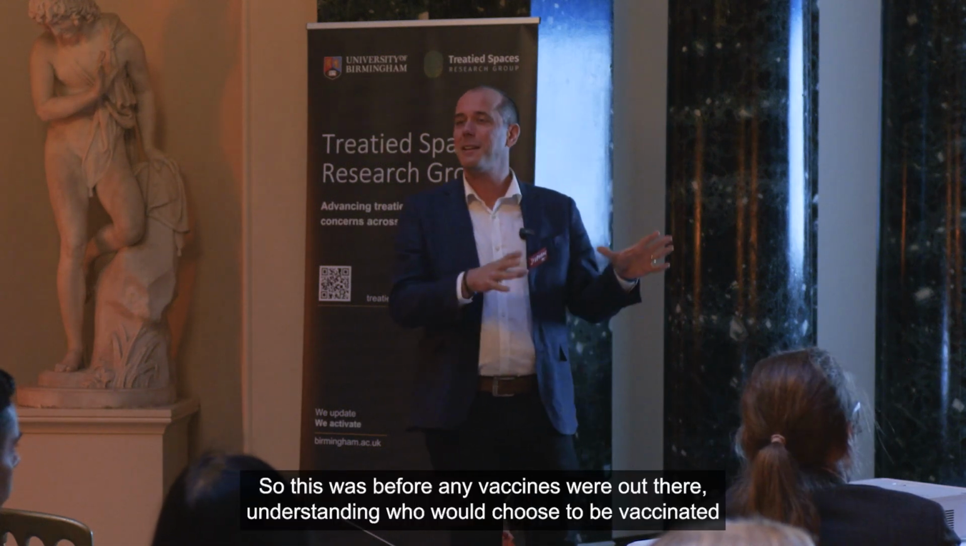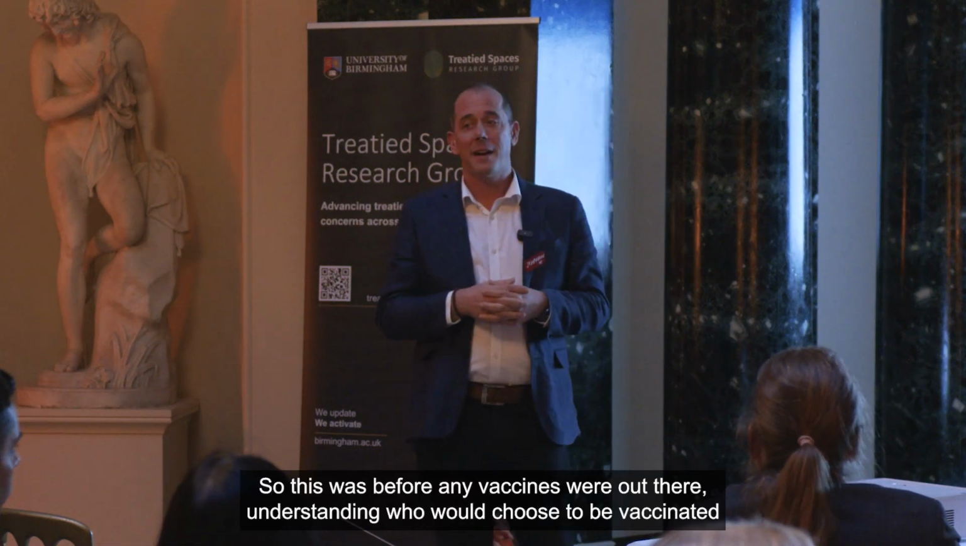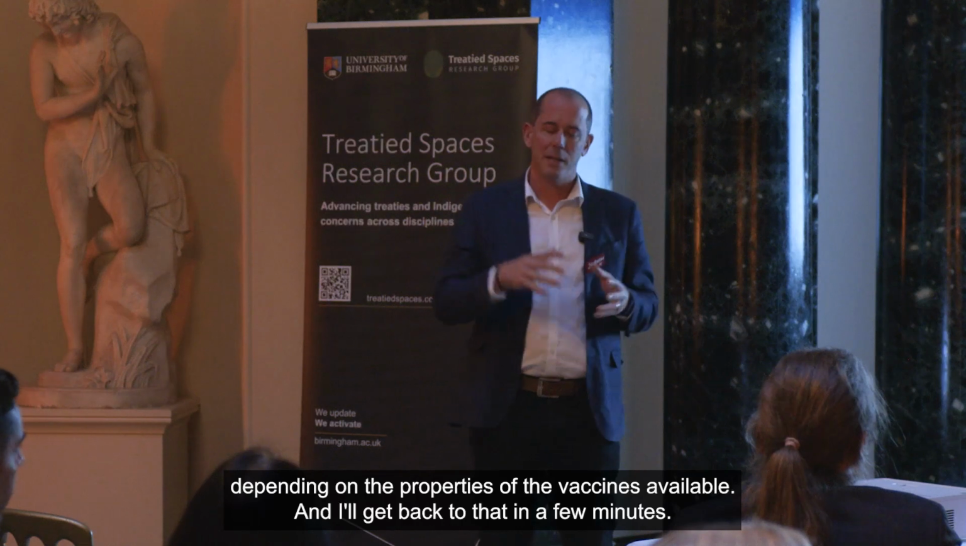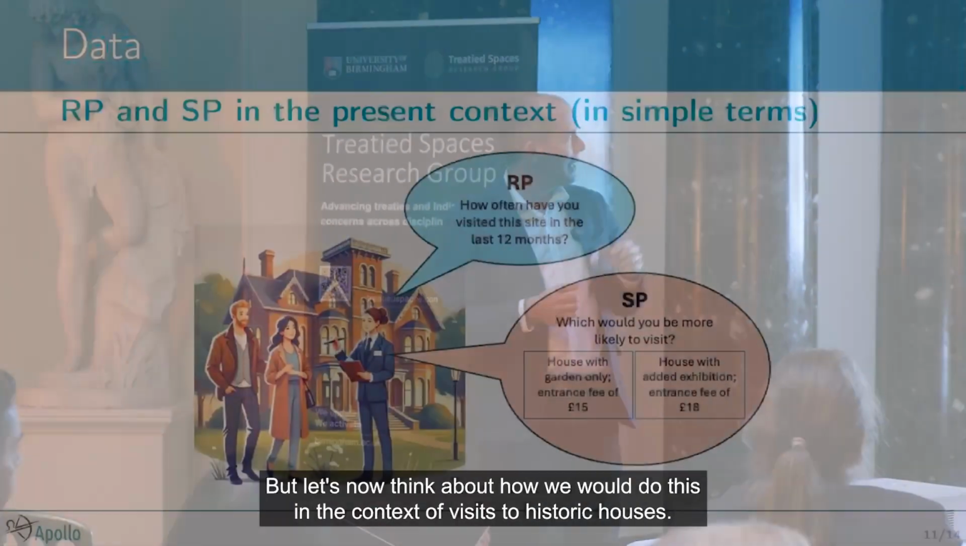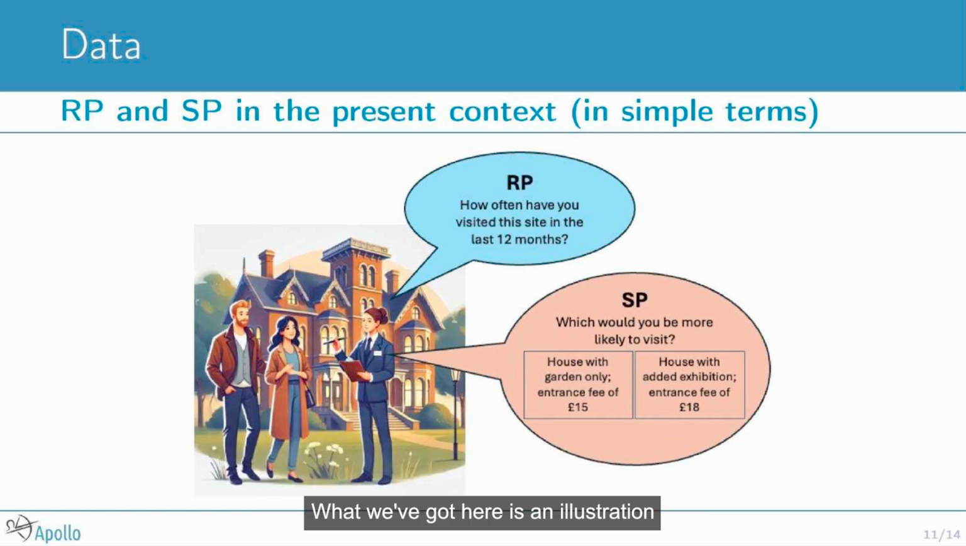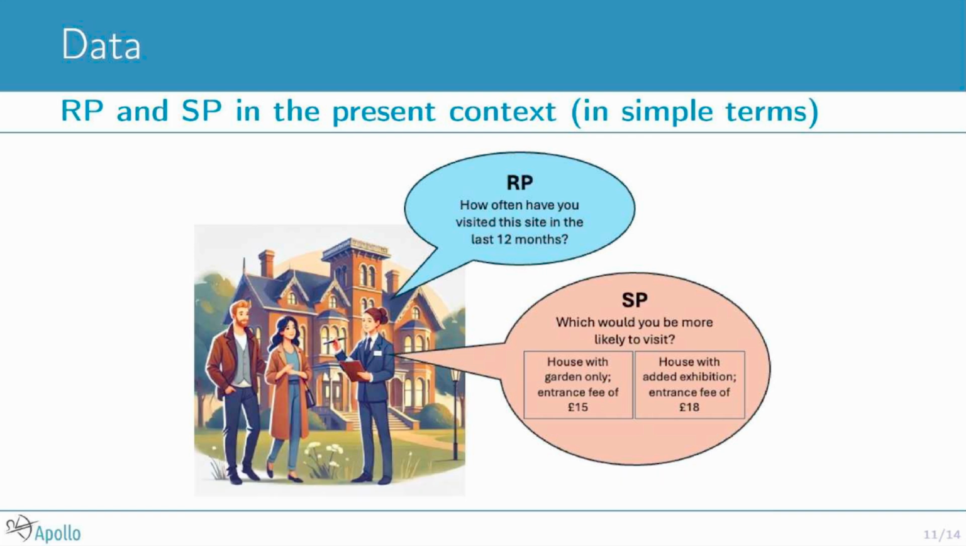So this was before any vaccines were out there, understanding who would choose to be vaccinated depending on the properties of the vaccines available. And I'll get back to that in a few minutes. But let's now think about how we would do this in the context of visits to historic houses. What we've got here is an illustration of how revealed preference data and stated preference data might look in the context of such a visit to a historic house.